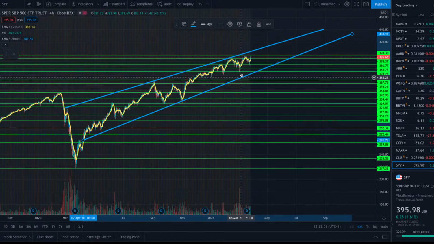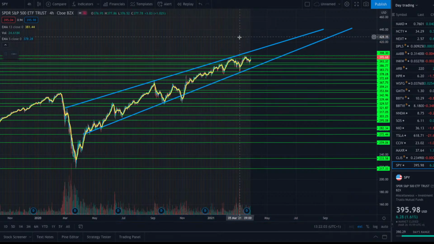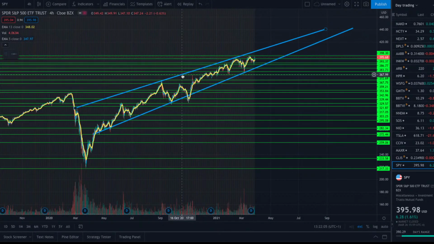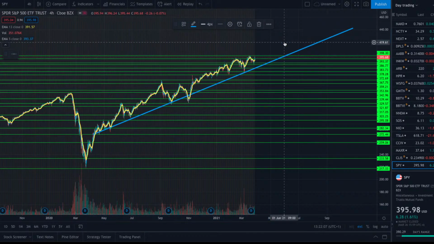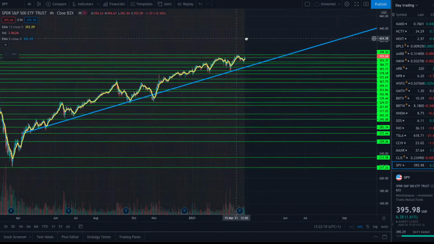You might want to chart a sharper upward trend like so, and that's completely fine. No one's there to say that you're wrong. No one's there to say that you're right. It's how you interpret the charts.